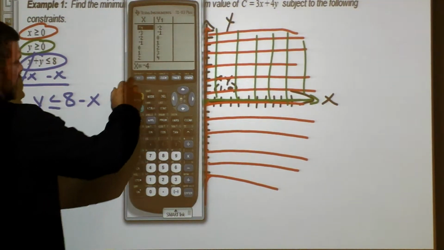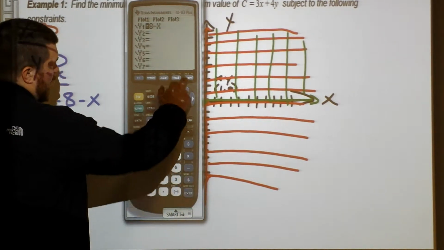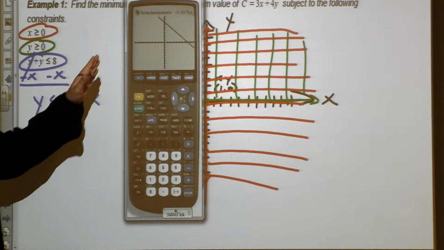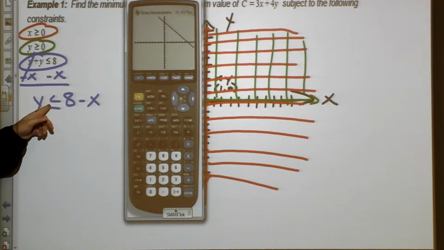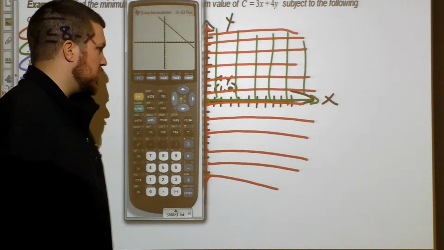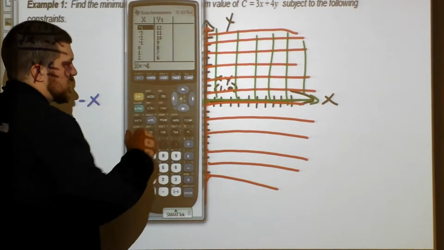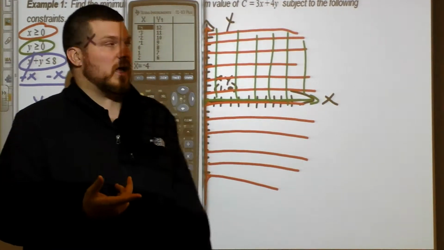Okay, so just like we did in the previous video, we want to graph that, 8 minus x. We want to graph to see what our boundary line looks like. It's going to look something like this. Okay, and I have a line underneath my inequality symbol, so my boundary line is going to be solid. So let's go to the table now and get some points. Again, since it's a straight line, I need at least 2 points. Obviously, the more points you have, the better.